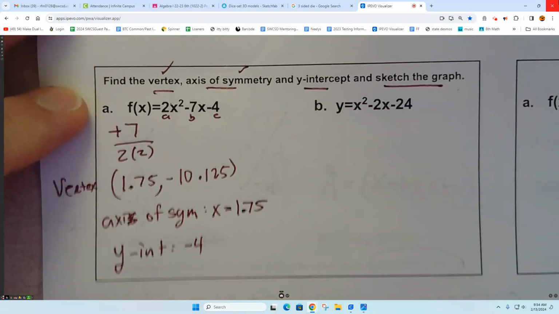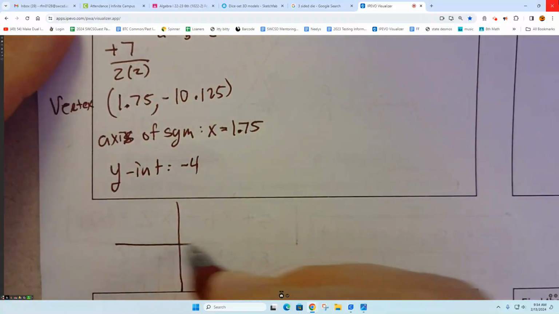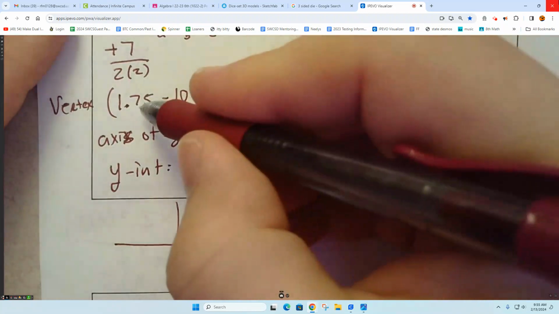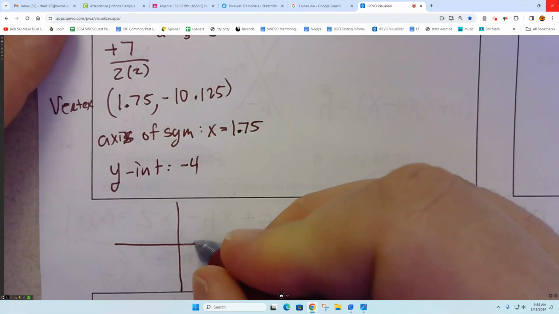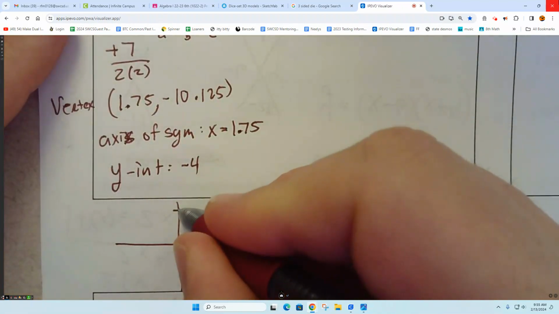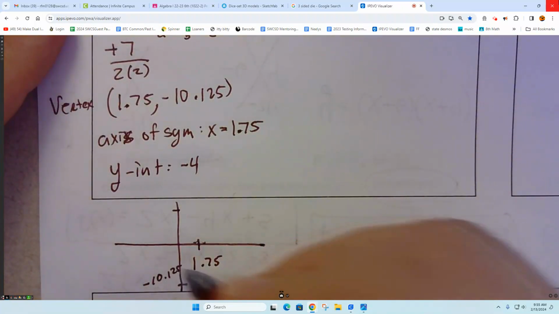Sketch a graph. What's the most important part on this graph that I'm going to sketch? Where the U is? Say again. Where the U at? Yeah, where the vertex is. So that vertex is one point, and I'm going to just kind of cheat, go 1.75 is there, negative 10.125 is there.